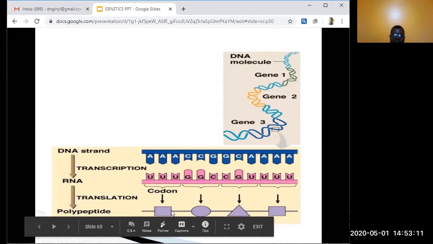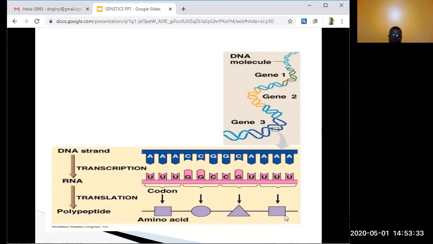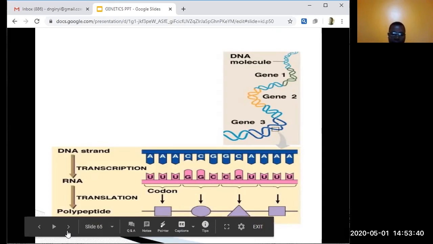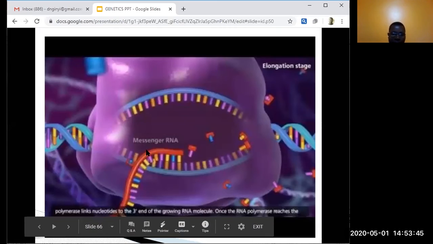Then remember the translation, the making of proteins, the positioning of amino acids along a polypeptide chain, which is determined by the codons. You can see, like this codon codes for this amino acid. So we have a protein consisting of 1, 2, 3, 4 different amino acid molecules. So I hope it's clear, unless there is somebody with a question. Maybe we can have this one.